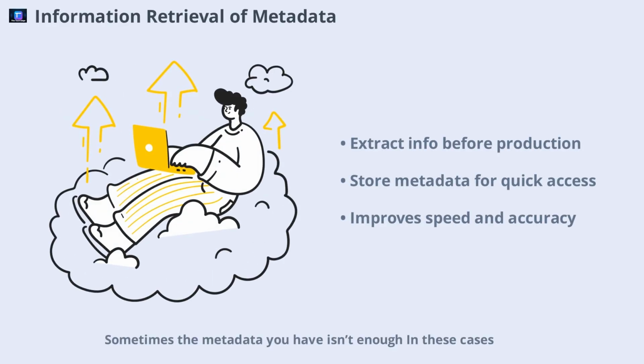Sometimes, the metadata you have isn't enough. In these cases, you'll need to retrieve additional data to help your LLM answer questions more effectively. This can be done by extracting information from documents before they're used in production. For example, you might extract the document type, dates, names, or locations. By doing this ahead of time, you can store the metadata in a database and quickly retrieve it when needed, improving both speed and accuracy.